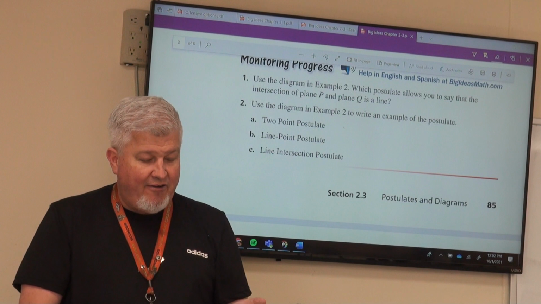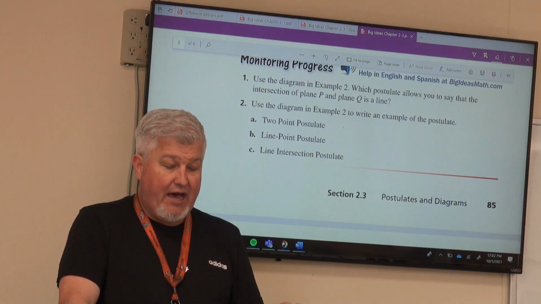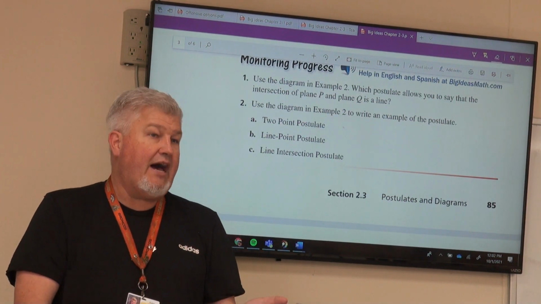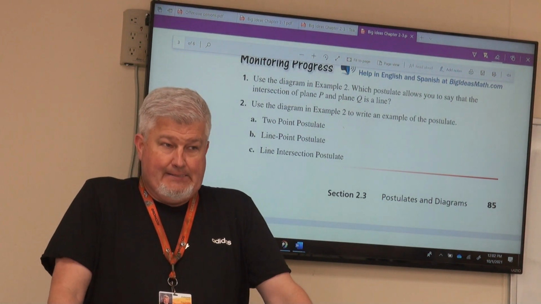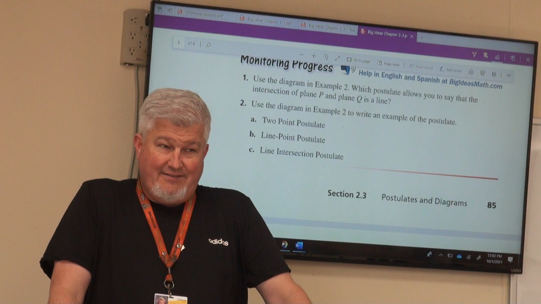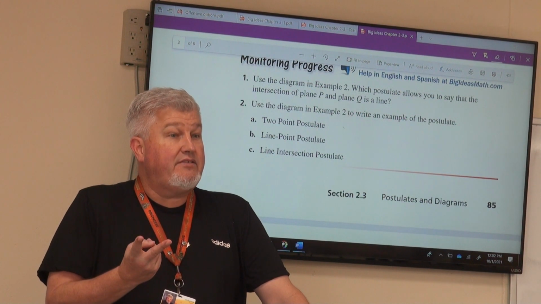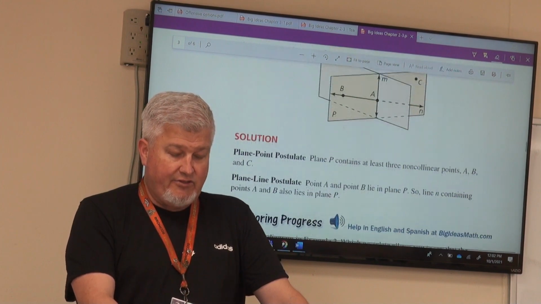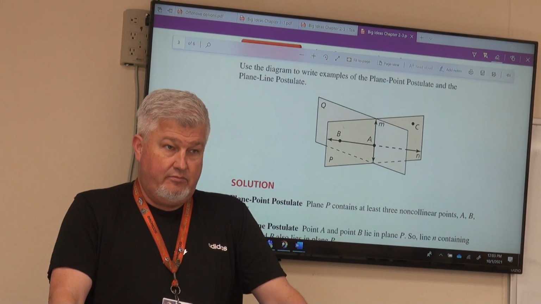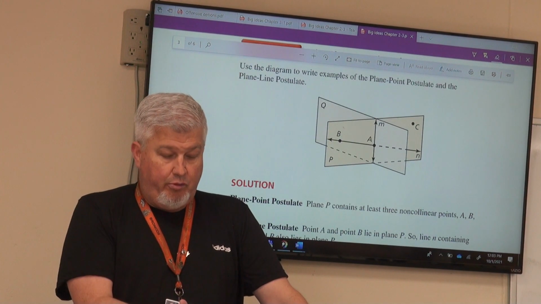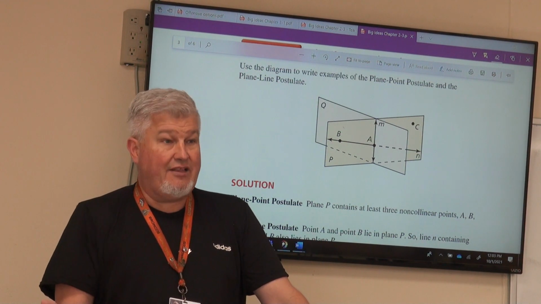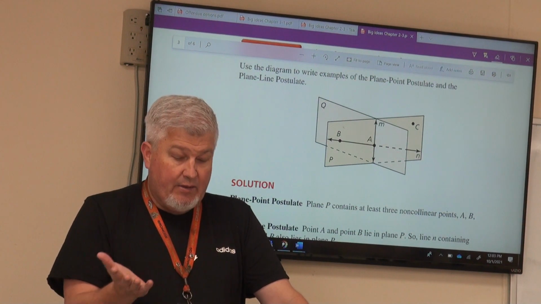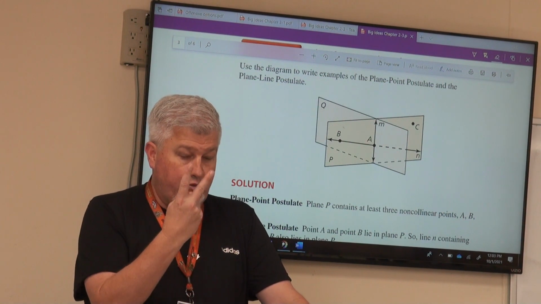Number 2, use the diagram in example 2 to write an example of the postulate. The 2-point postulate. What's the 2-point postulate? 2 points make a line? Between any 2 points, there exists exactly one line. So where do we see that here? A and B. Line AB, right? You have these 2 points, A and B. Between them is exactly one line which is drawn. It's actually line N. You can call it line AB, but line N goes through those 2 points.